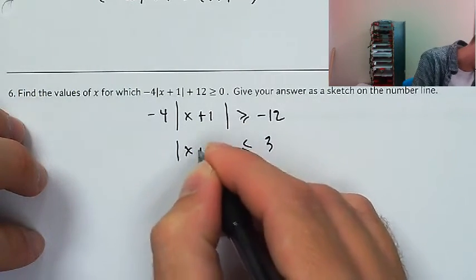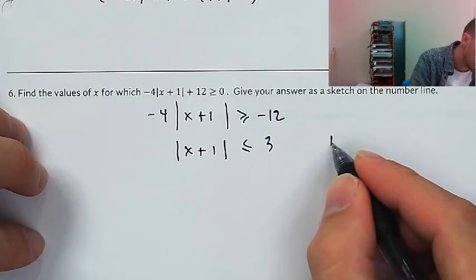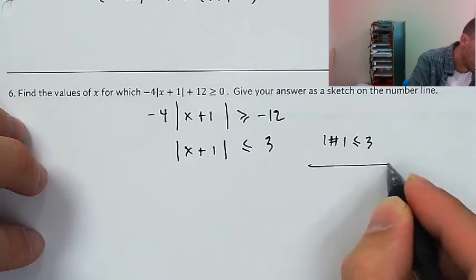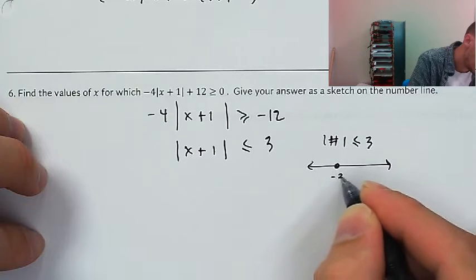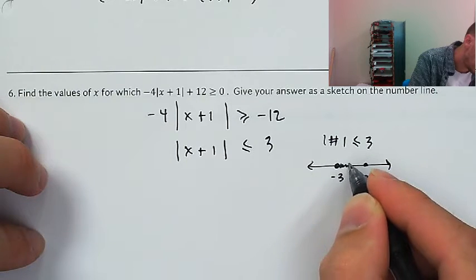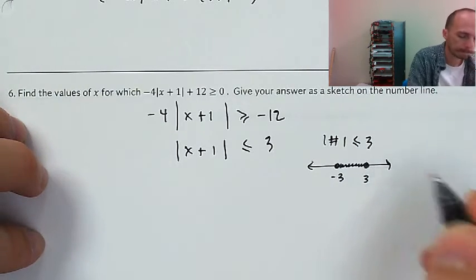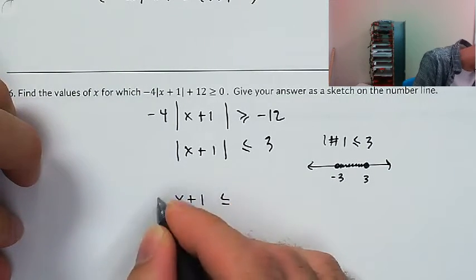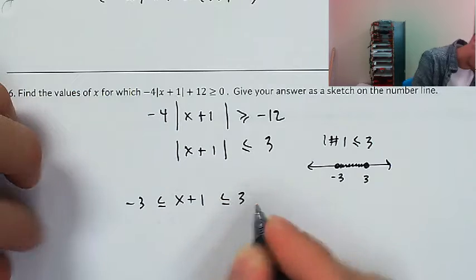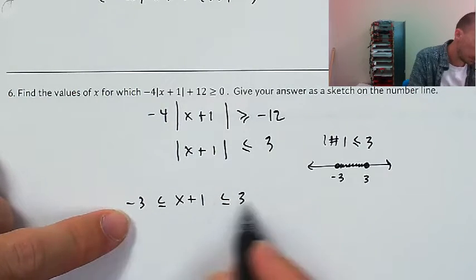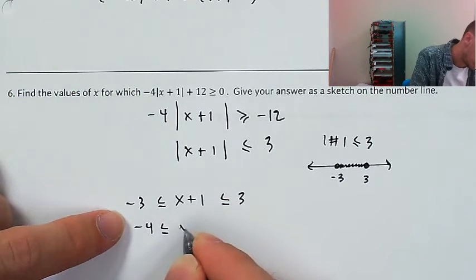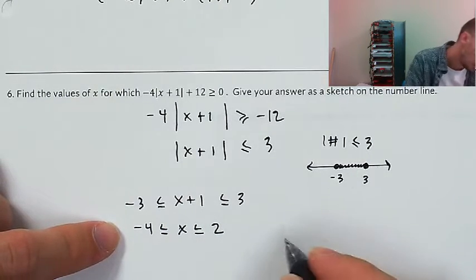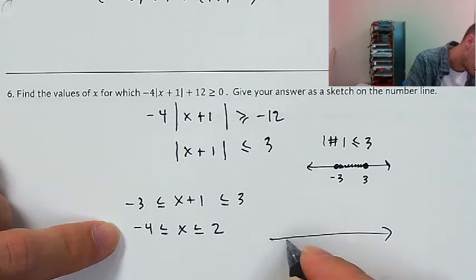And so I say, all right, absolute value of x plus 1, that's less than or equal to 3. I think about where the absolute value of a number is less than or equal to 3. That would be between negative 3 and positive 3. So this x plus 1 needs to be between negative 3 and positive 3. I'm going to subtract 1 from all three sides. I've got this written as an inequality, but they want it as a sketch on the number line.